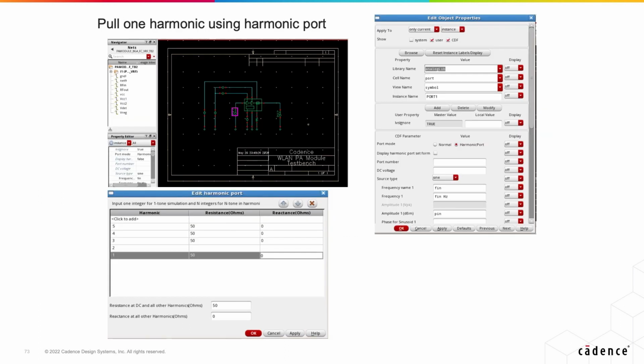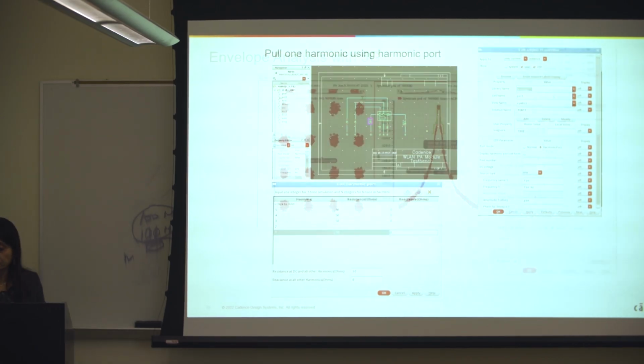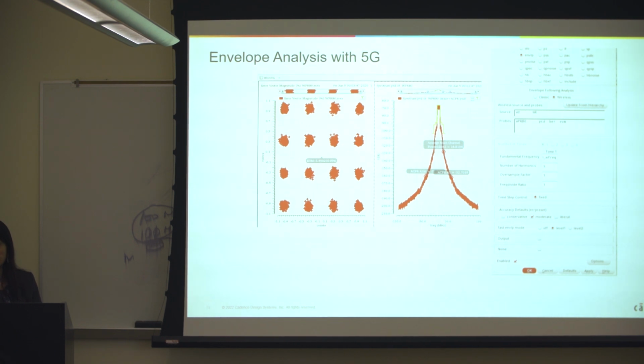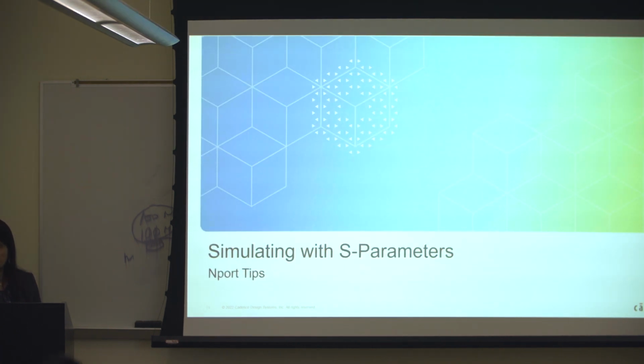So we have the ability to do load pull contours, and you can go to Analog Live and select the port to be a normal port or a harmonic port, and then you can pull the harmonic that you would like. You give the resistance and reactance of the other harmonics and you leave that alone, and then you can do load pull contours. So this is how envelope analysis with 5G looked.